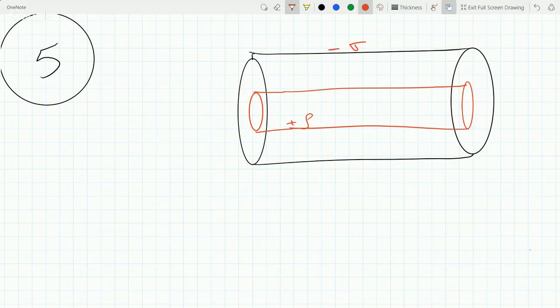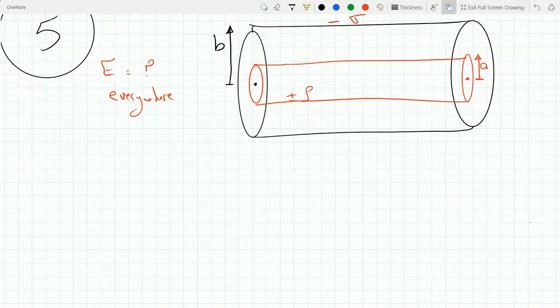Okay, and we want the electric field everywhere. So what is E everywhere? We know that the radius of the inner one is A. So from the center to here is A. And the radius of the outer one, from here to here, is B.